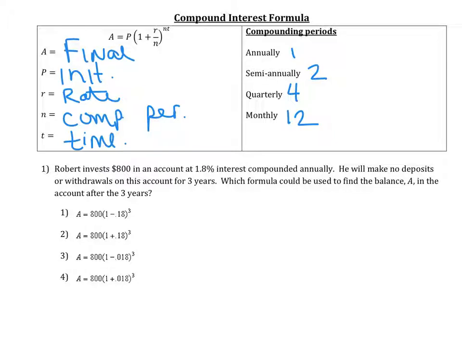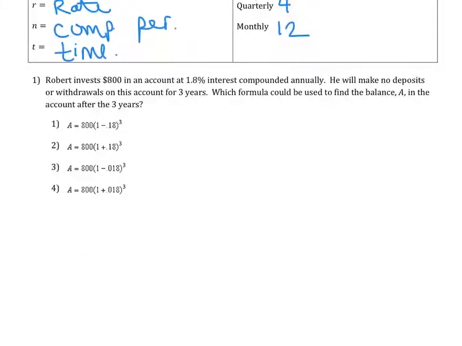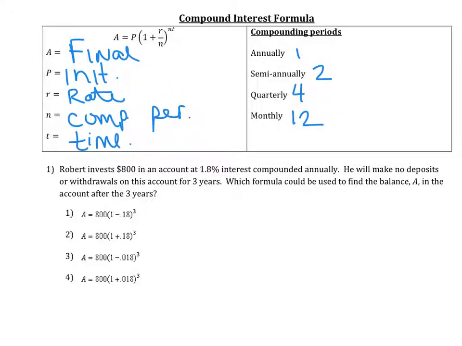All right. Question number 1. Robert invests $800 into an account at a 1.8% interest compounded annually. Whew. So I'm going to stop there. You've got to know what formula are they talking about. Are they talking about PERT or the one we just mentioned here? Well, compounded continuously is PERT. Therefore, they're giving you a compounded time frame, so we know this is the compound interest formula.